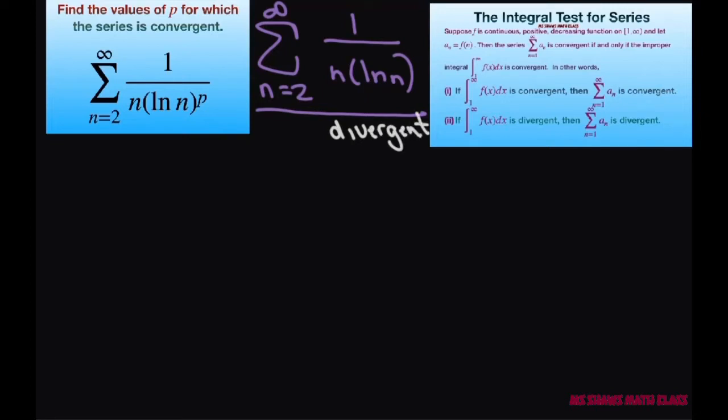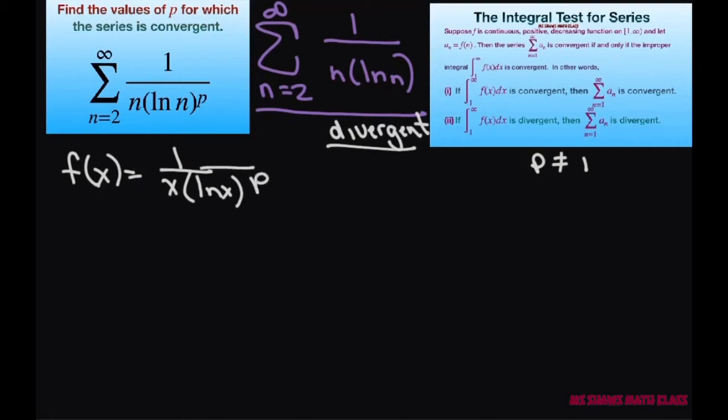I will attach that video. So what we want to do is assume that p does not equal 1. Therefore, f of x equals 1 divided by x times ln of x to the power of p, and it's continuous and positive on 2 to infinity.